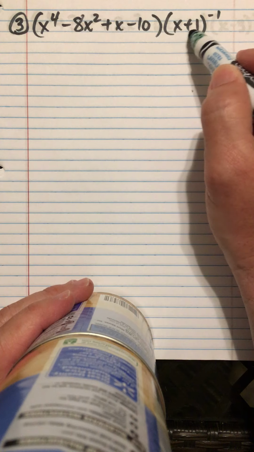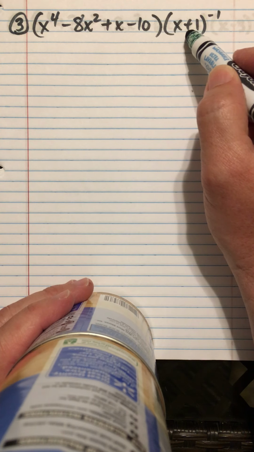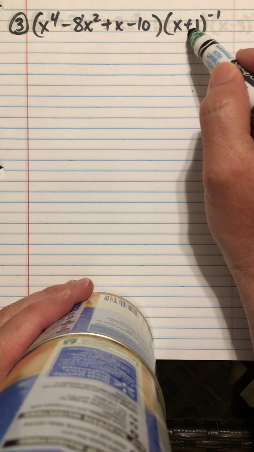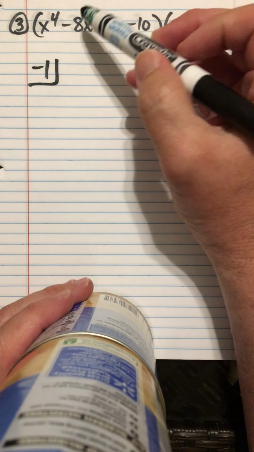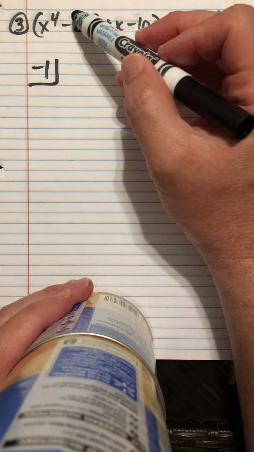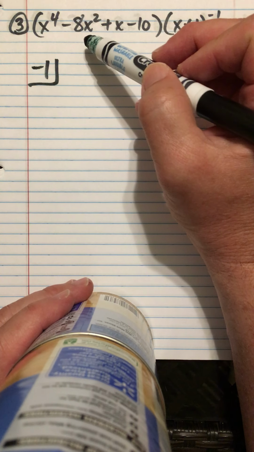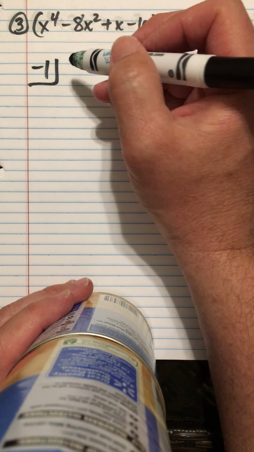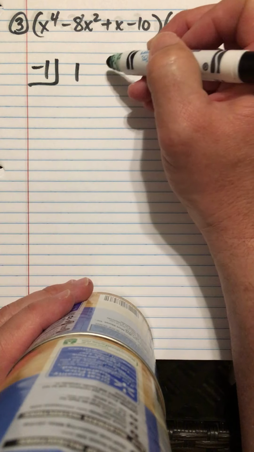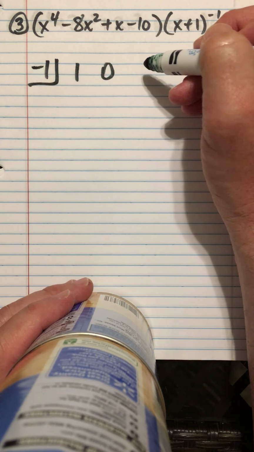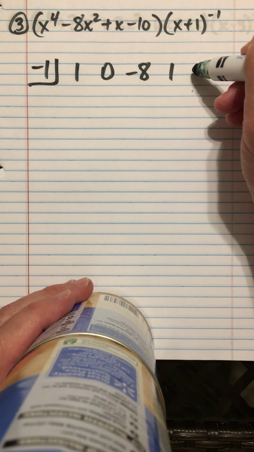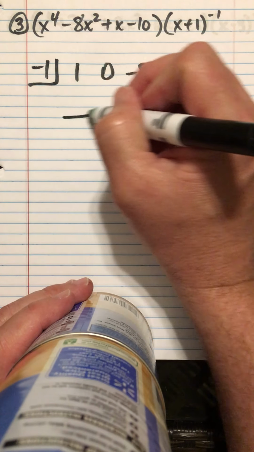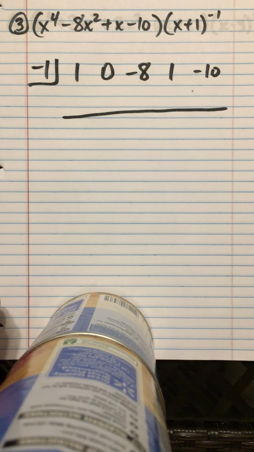Always take the root of the parentheses in the back. What can you put in for x to make that 0? That would be -1. Don't forget I have an x to the 4th, but I'm missing the x to the 3rd. So I need to put a 0 in that spot. So I take the coefficient of x to the 4th. I'm missing x to the 3rd. -8's in front of x squared, 1's in front of x, and -10 is the constant. Skip a line, draw a line. I am set up, ready to roll.